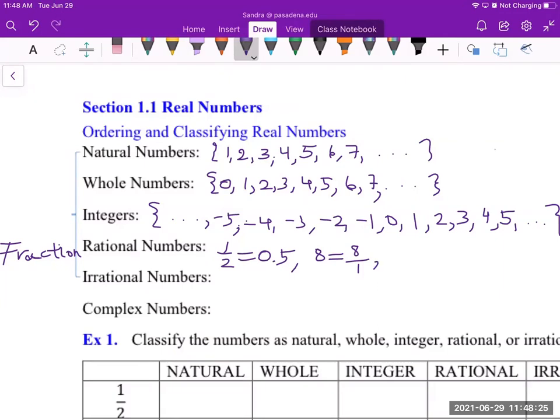Okay. What if I give you, let's just say 0.25? Remember, 0.25 is also considered to be a rational number because this is 1/4, etc. So if you can write a number in a fraction form, then that is going to be considered to be a rational number. What's an irrational number? An irrational number is a number that it's impossible for you to write as a fraction.